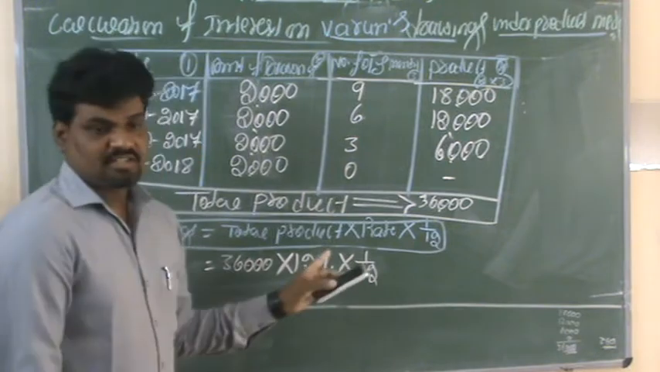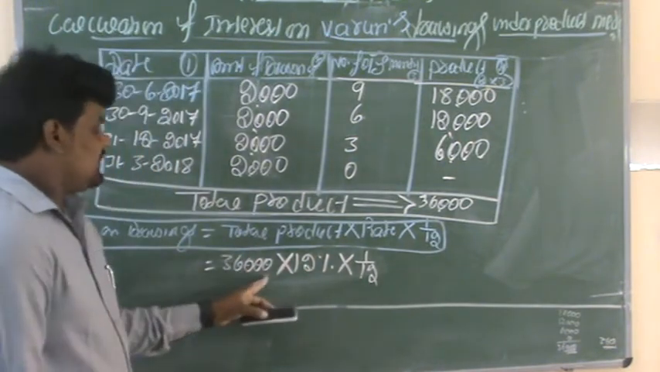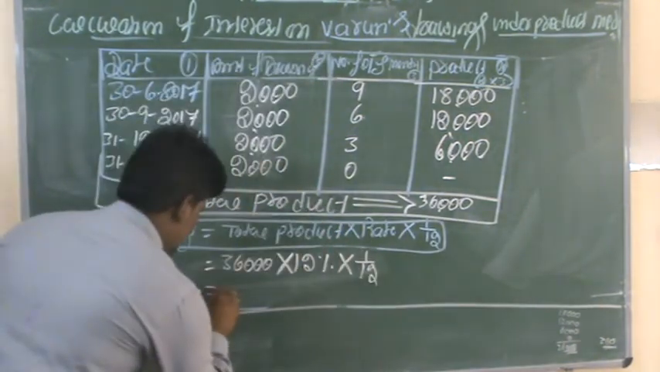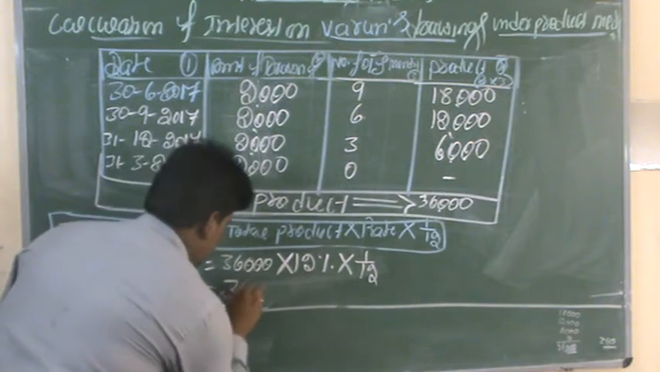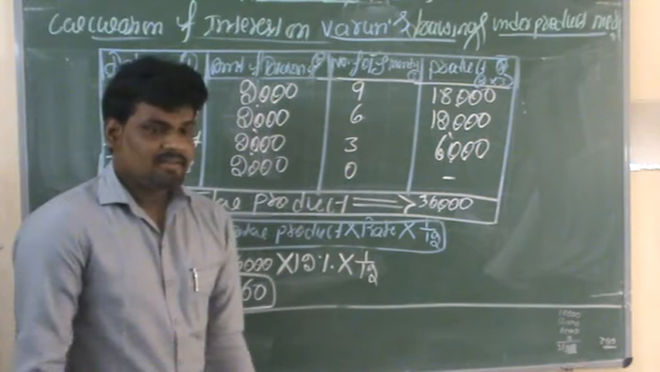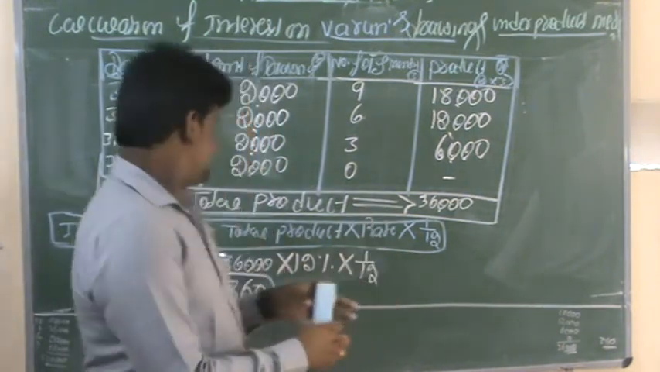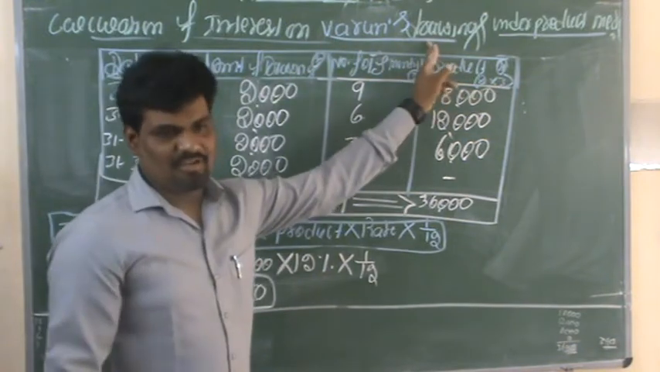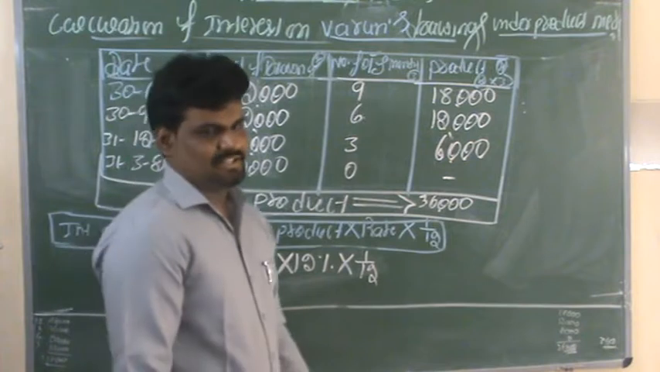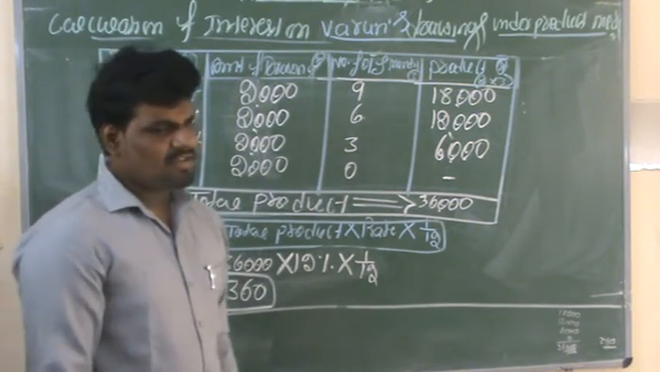This is the required information regarding ascertaining interest on drawings. 36,000 into 12% into 1/12. Now you have to multiply. 360 rupees. This is the interest on Varun's drawings. Interest on Varun's drawings will be 360 rupees. This is the final answer for the calculation of interest on drawings.